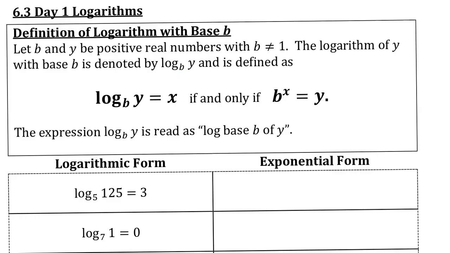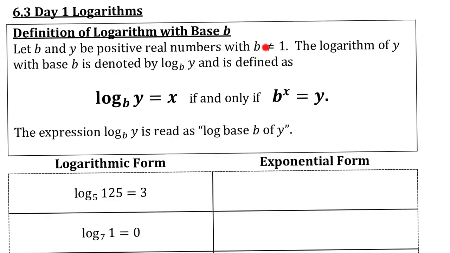That b is a little bit lower and smaller, and it is defined as: log base b of y equals x if and only if b to the x equals y. Okay, these are equivalent statements. This is a logarithmic statement. This is an exponential statement. They mean the exact same thing, but sometimes it's more convenient to write it in this format instead of this format.